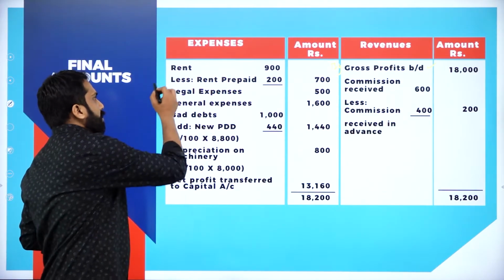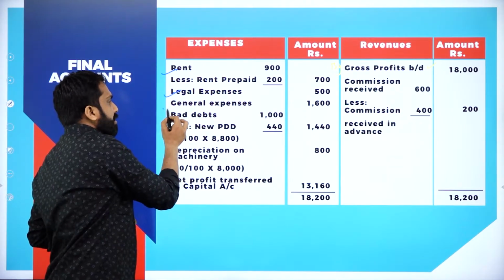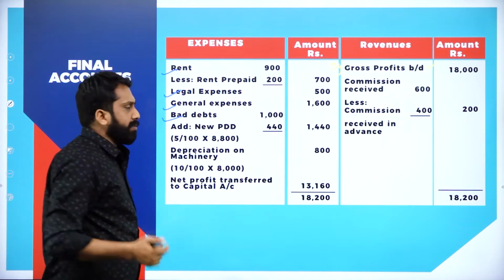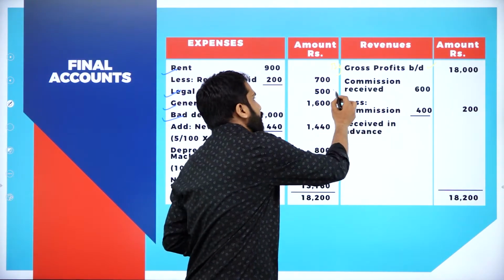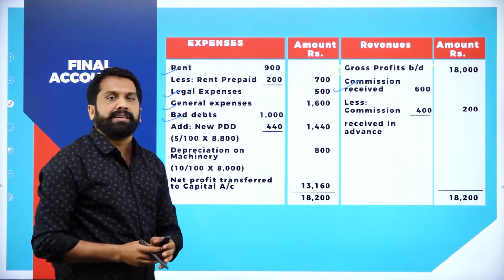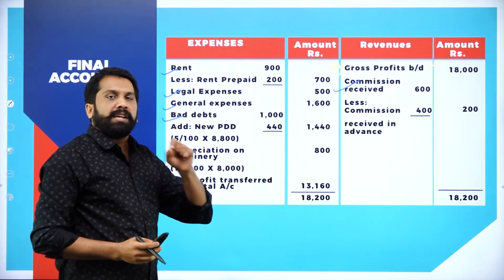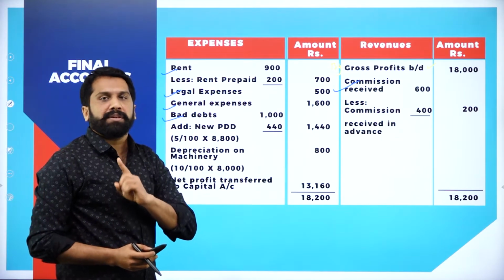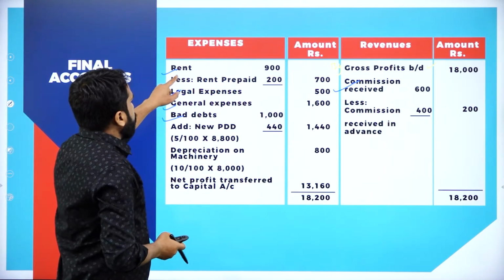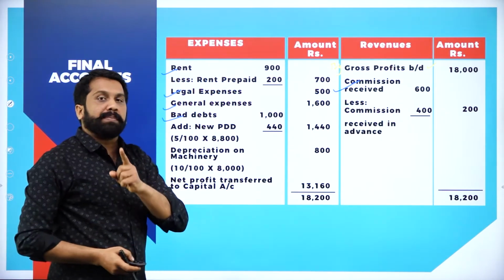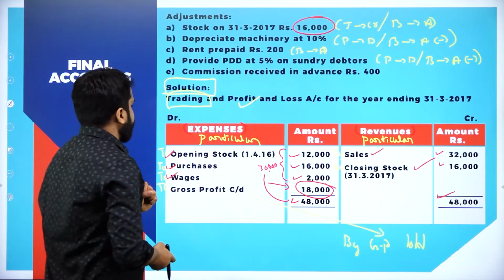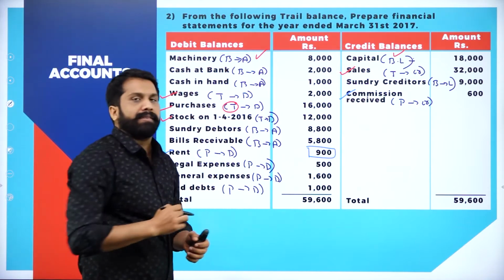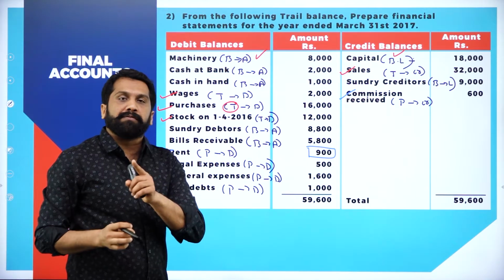Now, rent, legal expenses, general expenses, bad debts. Total 4 items. Credit side, you have commission received. Clear? Copy, paste. If there are any adjustments, we have to look at them, then you have to write. First one is what? Rent. As per the question, how much do you have? Rent amount is 900. Is there any adjustment for rent?